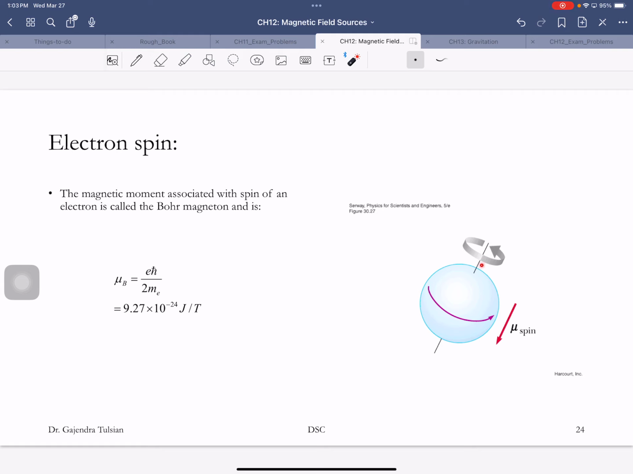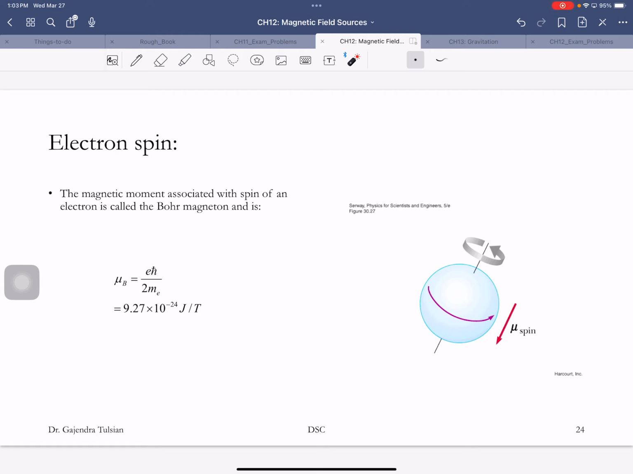And how strong is this magnet? For a spinning electron, the strength of the magnet is given by that. This is called a Bohr magneton. It's given a special name after Mr. Bohr. And the strength of the magnet is 9.27 times 10 to the minus 24 joules per Tesla.